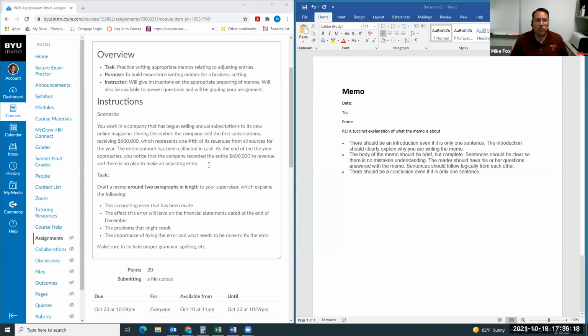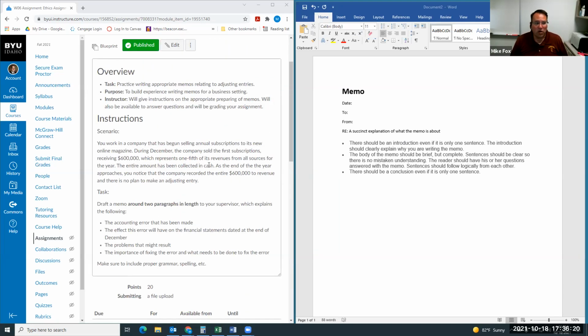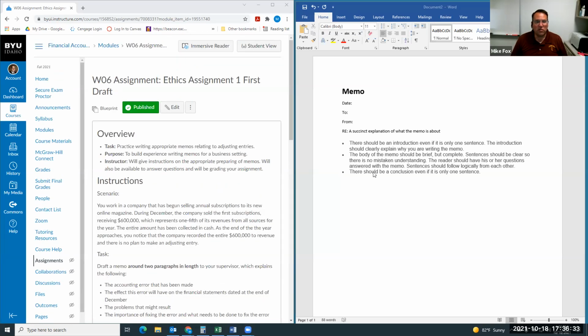Also recognize that this first one is just a rough draft, which you will then get back with some guidance, and then you'll be able to write your final draft to get the full grade. So that's what's expected with this assignment. And here's an example of a memo, and I hope that is helpful to you.